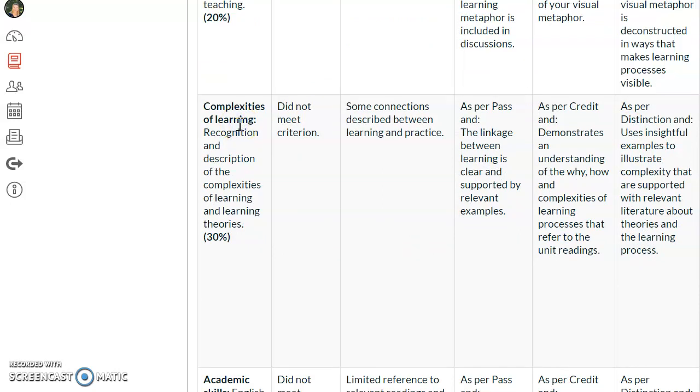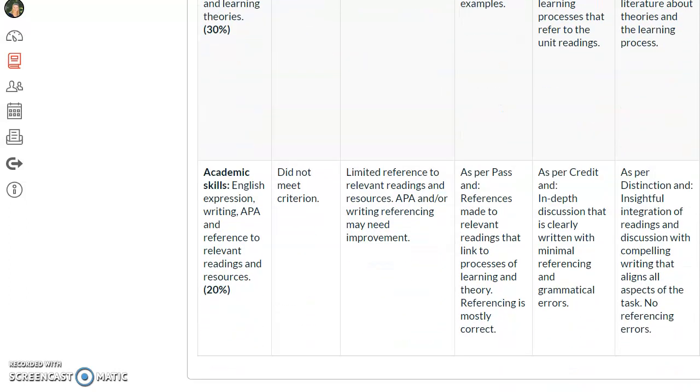Number 3, recognition and description of the complexities of learning and learning theories. So for a pass, some connections are described between learning and practice. You'll see you're moving up to insightful and increasingly complex insights for the high distinction. And finally, our academic skills, English expression, writing, APA and reference. And we're also asking you to use your relevant readings and resources here. So here we've got for our pass, limited reference to relevant readings and or resources, APA and writing referencing may need improvement.